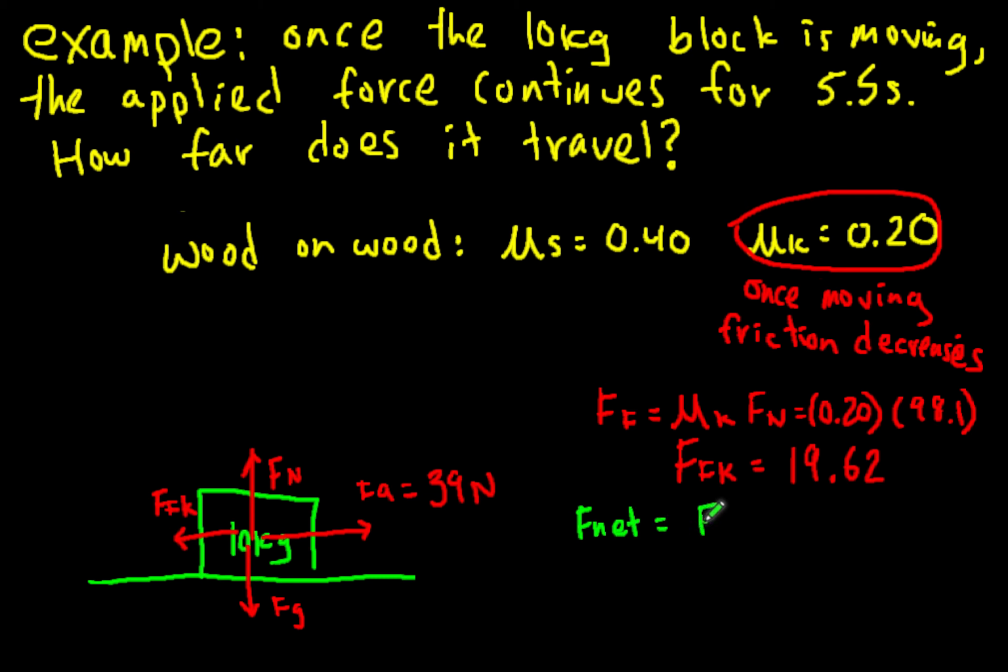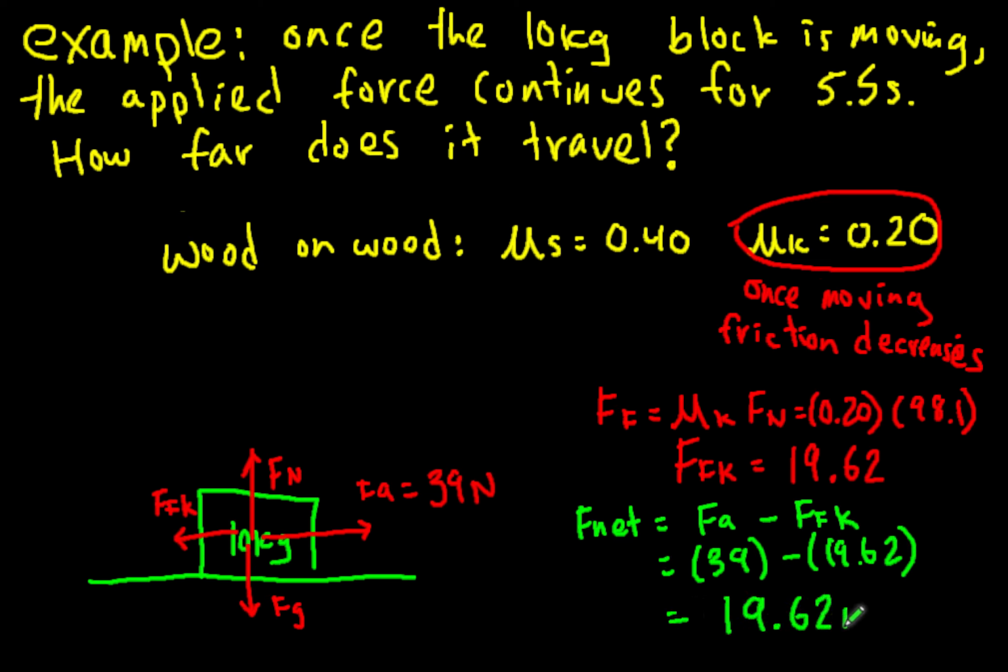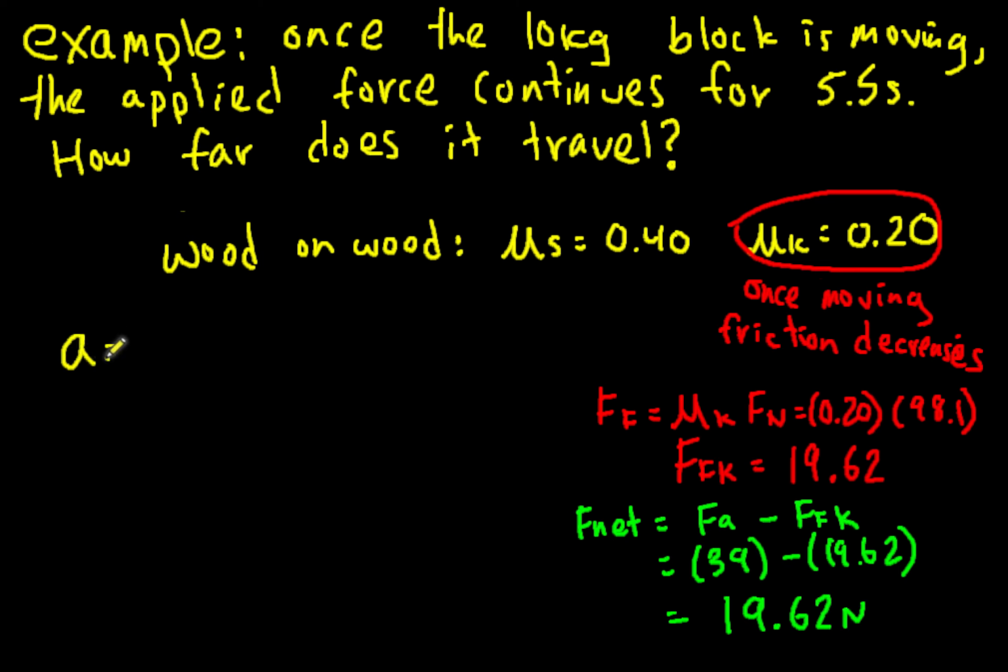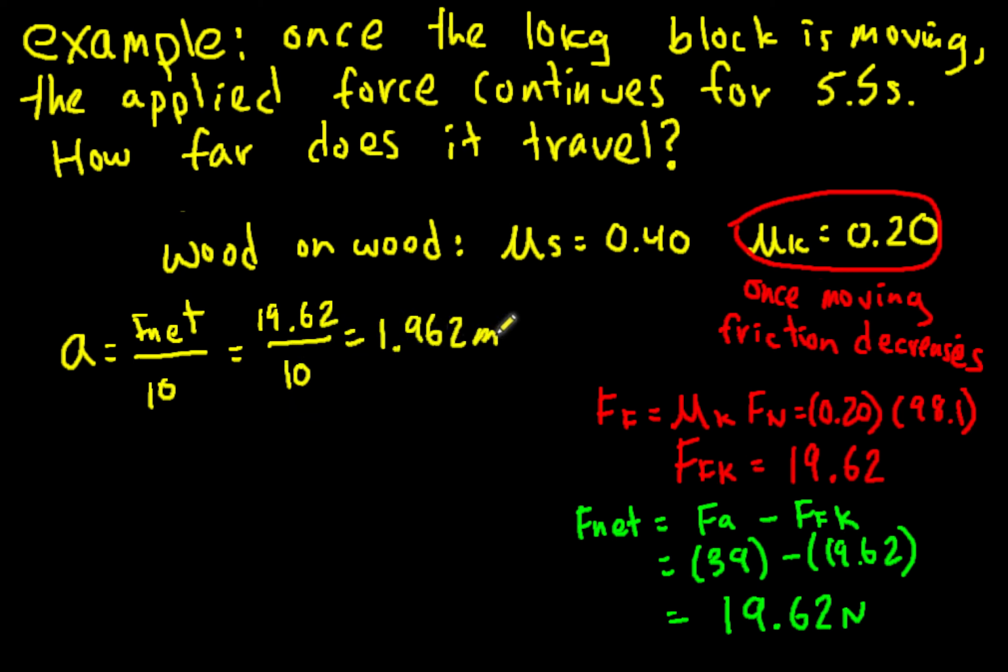The net force is equal to the applied force minus the force of kinetic friction. This is 39 minus 19.62, which is, just by fluke of the numbers, 19.62 newtons. We can use this net force to find the acceleration of the block. Acceleration is F net divided by mass, which is 19.62 divided by 10, which is 1.962 meters per second squared. Finally, we can use this acceleration to find out how far it travels.